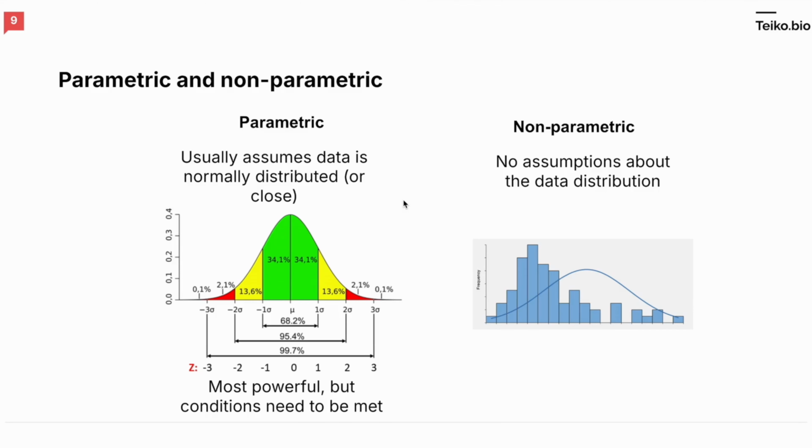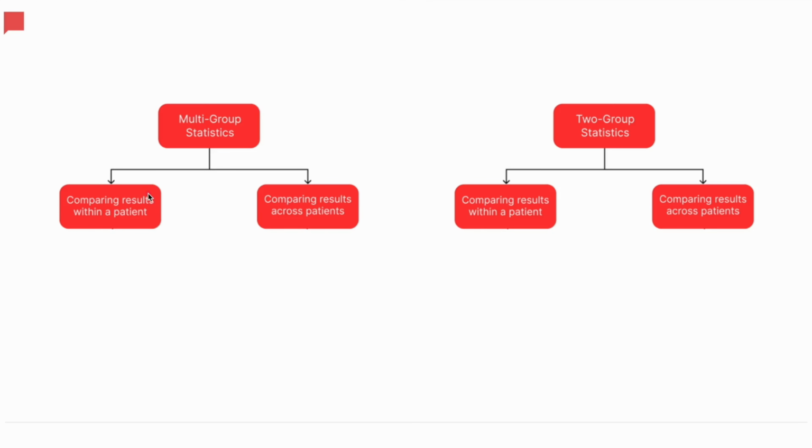So you've got these 3 different groups, and we can sum them up all together. You can start at the top, which is: are you comparing more than 2 groups, in which case you do multi-group statistics, or are you doing 2-group statistics? And then within those, you can do comparing results within a patient, or comparing results across patient groups.